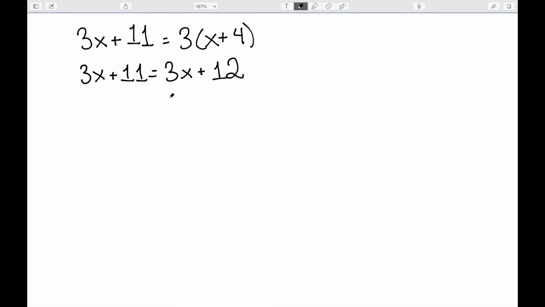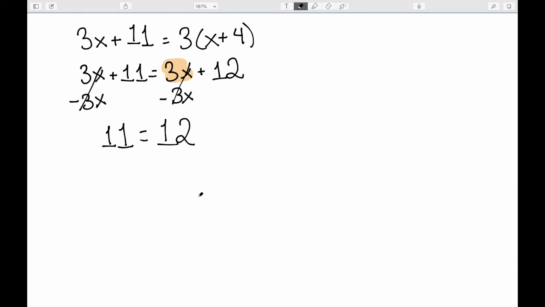We then want to get our variables on one side, so I'm going to try to move this 3x over. In order to do that, I need to subtract 3x from both sides. 3x minus 3x is 0, so the left-hand side is just 11. 3x minus 3x is 0, so the right-hand side is 12. So now we have 11 equal to 12.